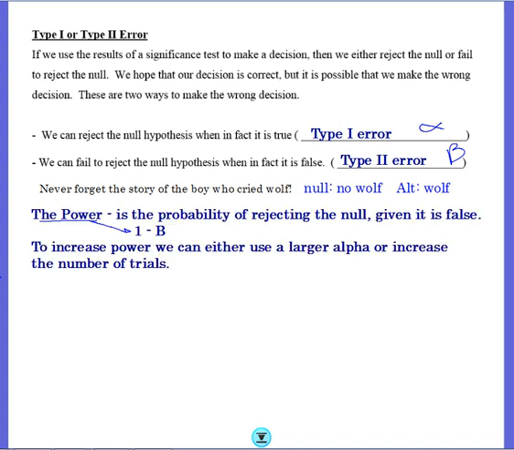There's something we'll talk more about in a minute here called the power. The power is the probability of rejecting the null given that it is false. This is essentially what we want. We want to reject a null that is false.